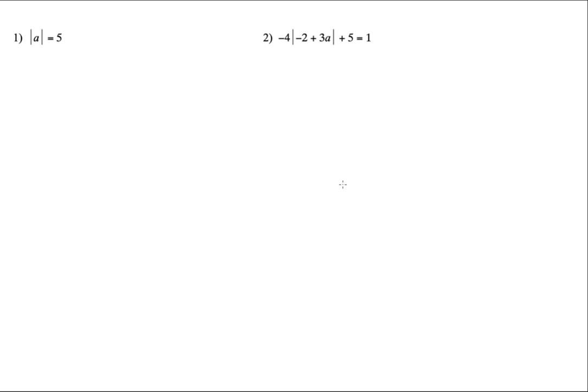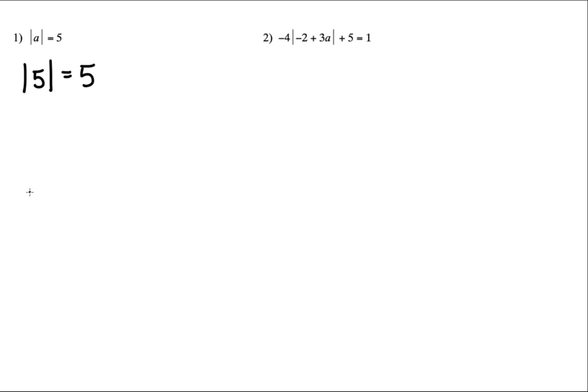Problem, we have the absolute value of A equals 5. So what could A be that would make this 5? That is, what are the points that are 5 away from 0? And so if it was just the absolute value of 5, that would equal 5.